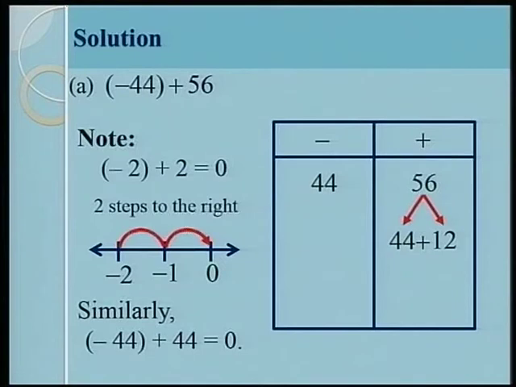Similarly, negative 44 plus 44 equals 0. Hence, we can cancel 44, which is in the negative column, and the 44, which is in the positive column, because negative 44 plus 44 will give 0. What is left, students? 12 is left in the positive column, so the answer is 12.